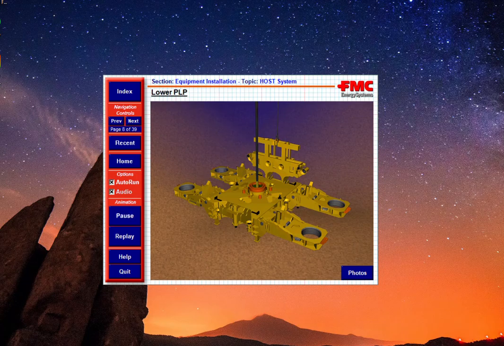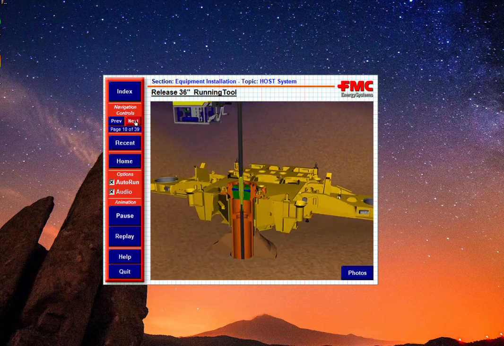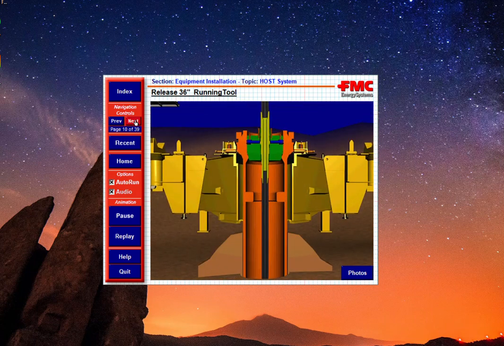The PLP is then lowered to the horizontal position by the downline and is inspected by the ROV. The ROV releases the shackle on the PLP and the installation sling is retrieved to the surface. The 36-inch running tool is then released from the center pile by rotating the drill string 3.5 turns to the right, which allows the cam-actuated dogs to retract from the center pile. The 36-inch running tool is retrieved to the surface by a straight upward pull of the drill string.